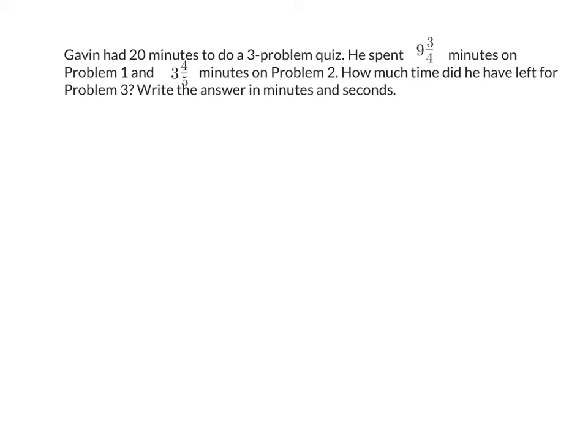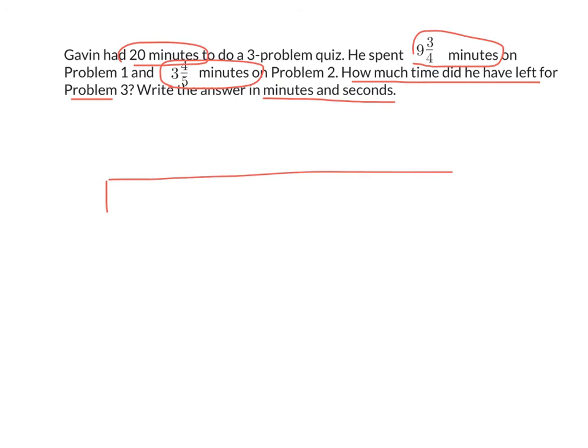So this question is asking us to figure out how much time he had left for question number 3. And we want to know in minutes and seconds. Okay, we know altogether he had 20 minutes to do it. There were 3 problems, right? The first one, he took up 9 3/4 minutes, and then he took up another 3 4/5 minutes. So if we draw a picture, we can think about it in the same way as our first problem.